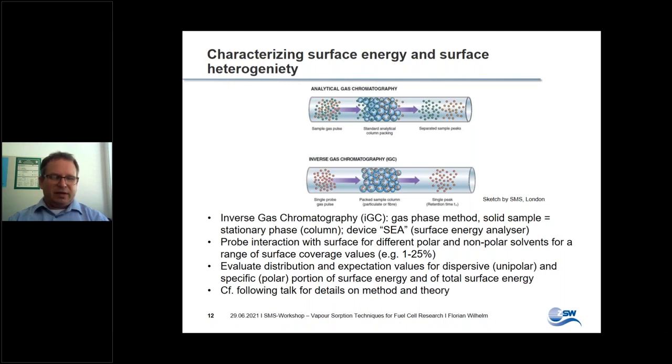What we can evaluate is the distribution and the expectation values for the dispersive or non-polar portion, and the specific, that is polar portion of the surface energy and of total surface energy. Details on this will be shown in the following talk, so you can go deeper into method and theory with the slides that Meishan is going to show to you later.